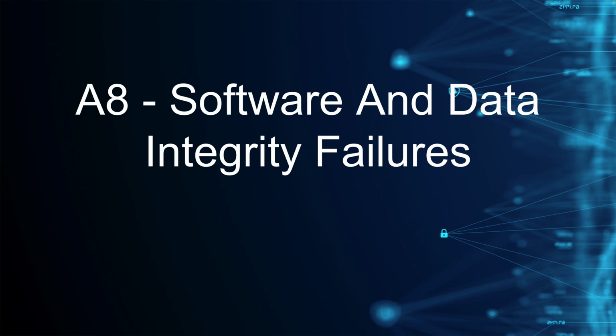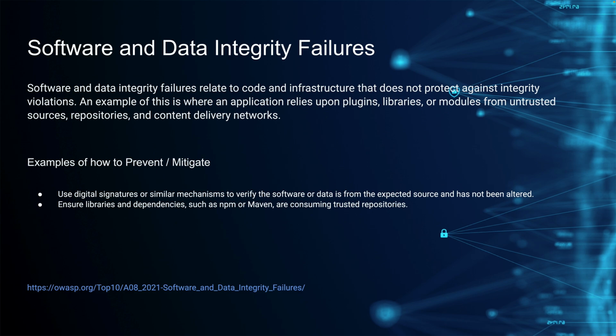So A8 is all about software and data integrity failures. Software and data integrity failures is related to when you have code in your application, or in your infrastructure, that is not protected against integrity violations. Basically, integrity is being violated when, for example, you rely on a certain plugin, libraries within your application or in the infrastructure, or modules that come from untrusted sources, as mentioned in security misconfiguration.